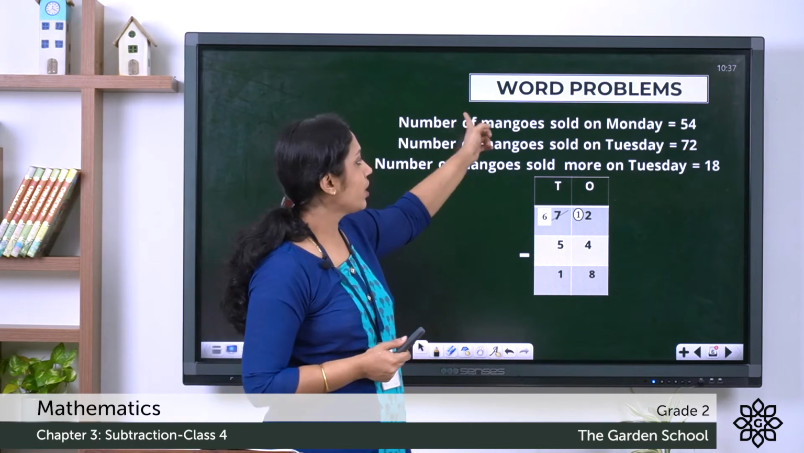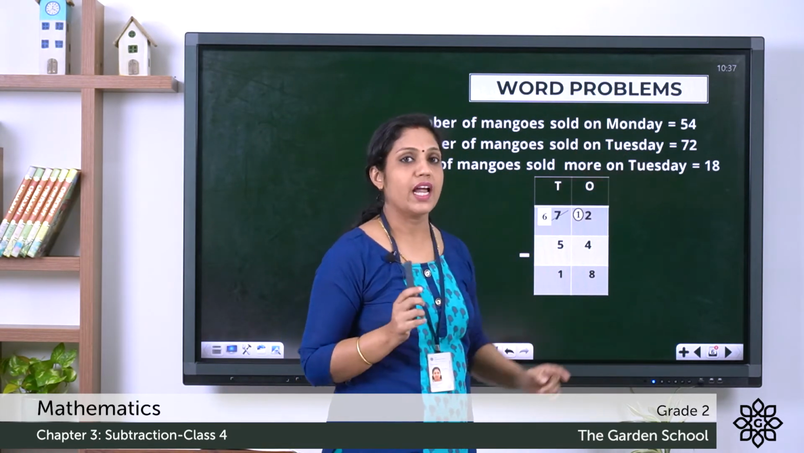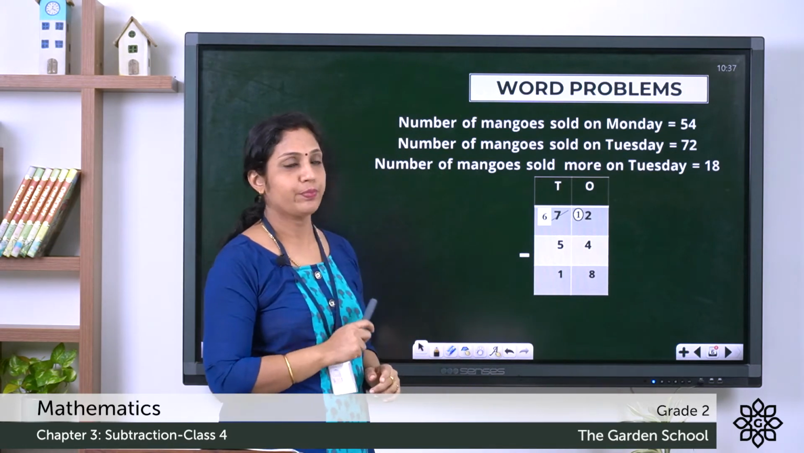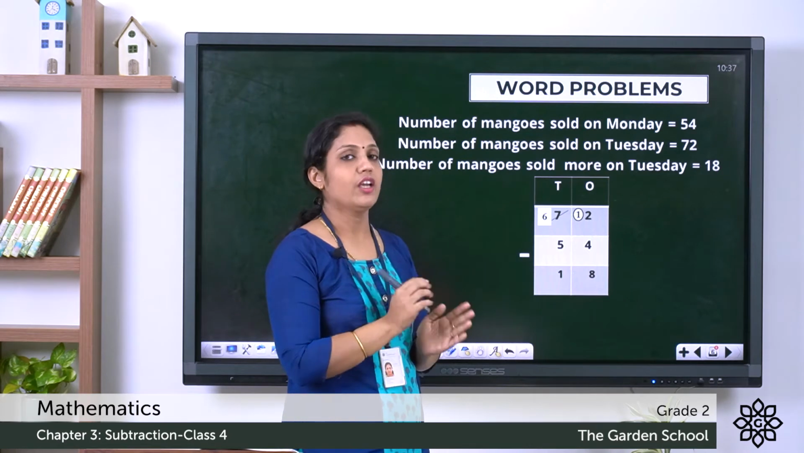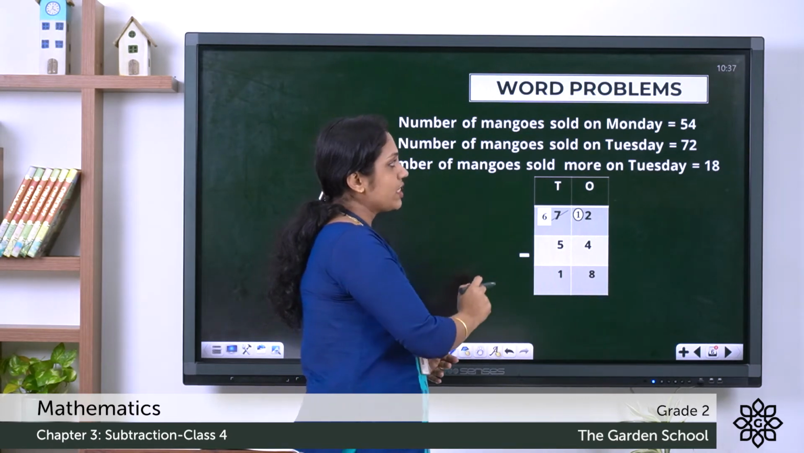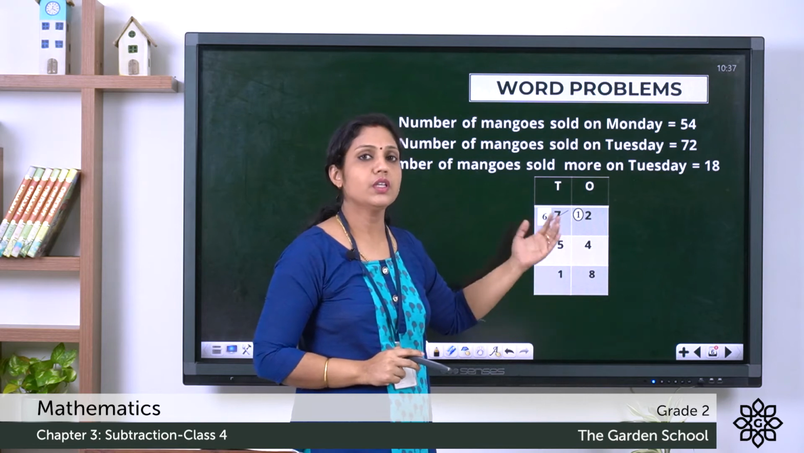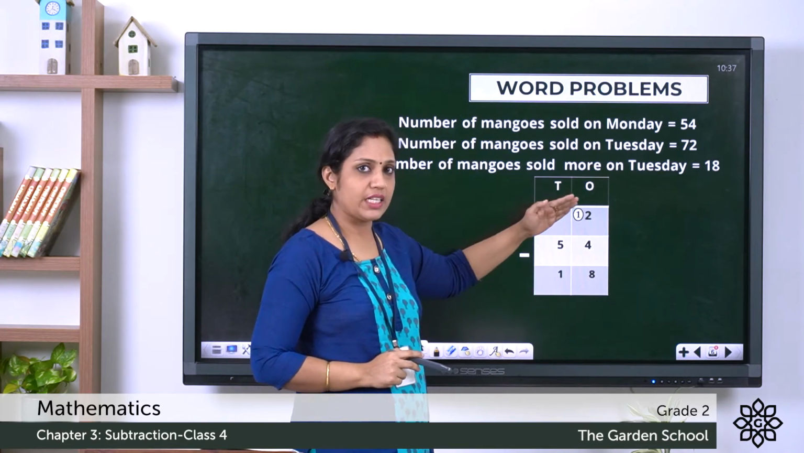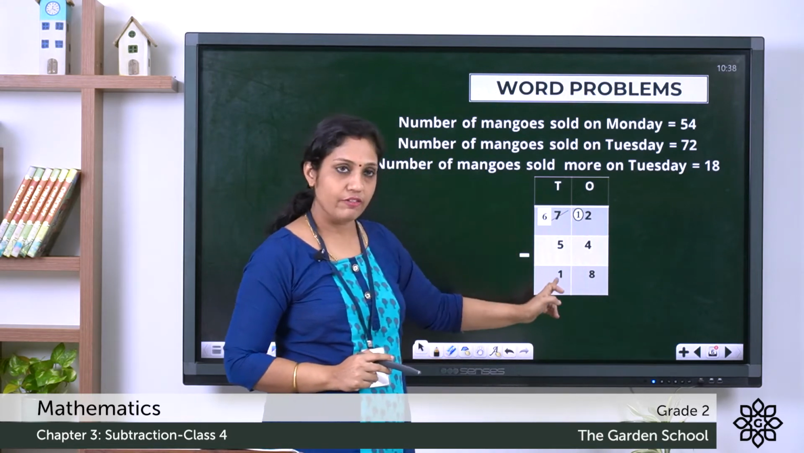But here, first one is 54 and the second step is 72. But understand the question properly. We need to find out how many more mangoes were sold on Tuesday. For doing that, we have to subtract 72 minus 54. So, which is greater? We know that 72 is greater. So, write 72 minus 54.